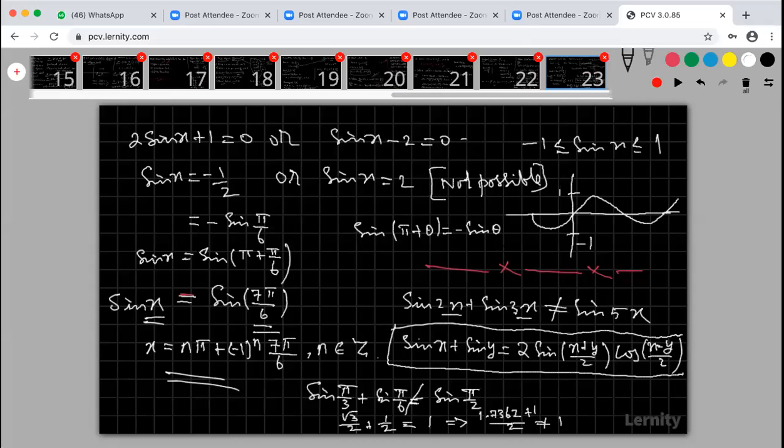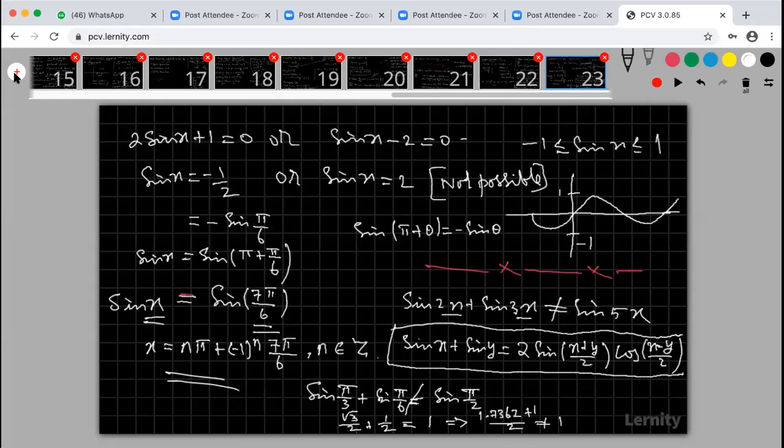How to add a sine value and a cos value, sir? Yeah, again see the identity. Harish, please go through all the identities. We have already completed all the identities. Okay. You please go through the identities.